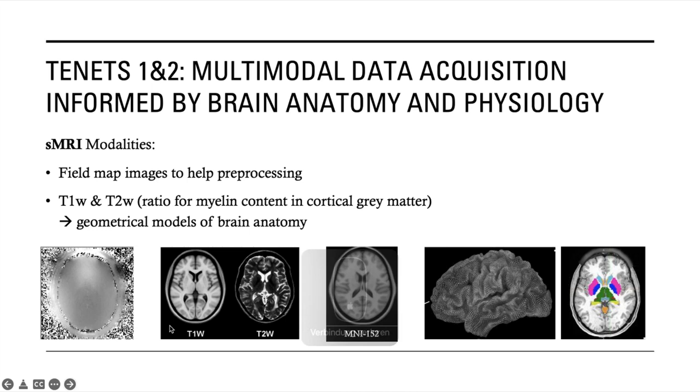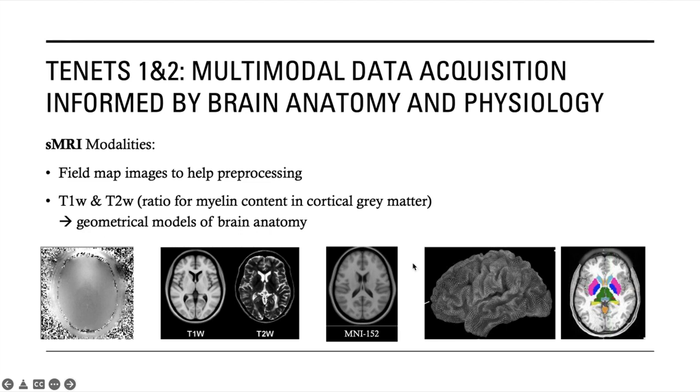Okay, going into detail. So the multimodal data acquisition to inform brain anatomy and physiology. So they thought about that, and from the beginning said, okay, we have to acquire field maps to help image pre-processing, and we need for sure T1 weighted and T2 weighted images. And the cool thing is that the different contrasts, as we heard last week, the T1 contrast or T2 weighted contrast is showing different tissue types, and the intensities are linked to different tissue types. And we can use the ratio between the T1 weighted and T2 weighted image to measure the myelin content in the cortical area.